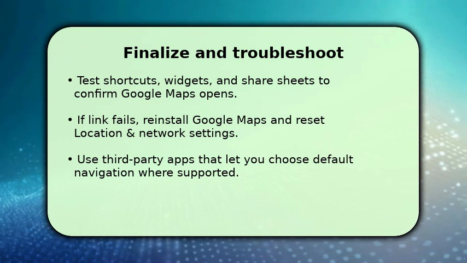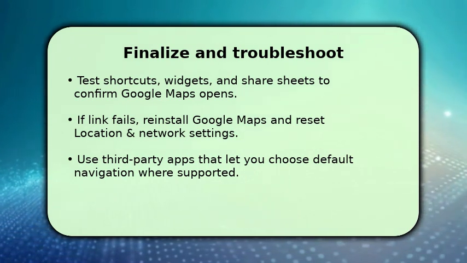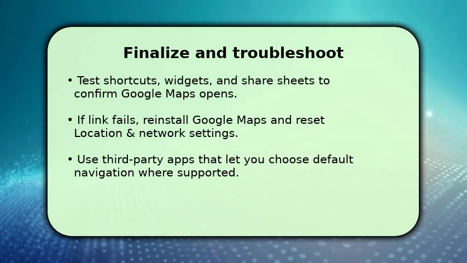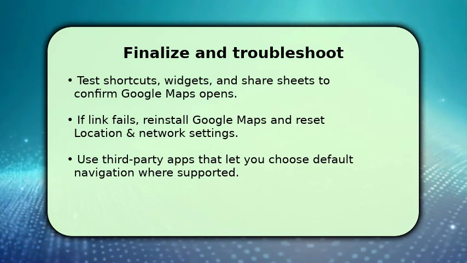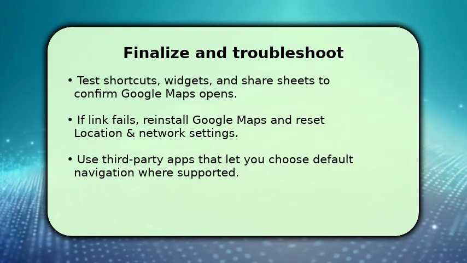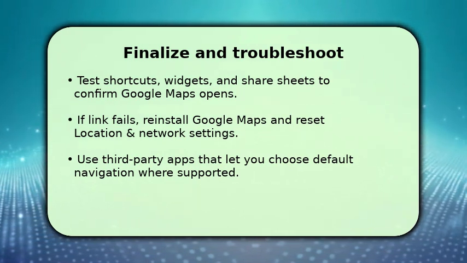If links fail repeatedly, reinstall Google Maps and reset location and network settings in Settings, General, Reset. As a tip, install apps that explicitly let you pick a navigation app for routes. This final sweep ensures your phone consistently prefers Google Maps for navigation, and quick fixes are ready.